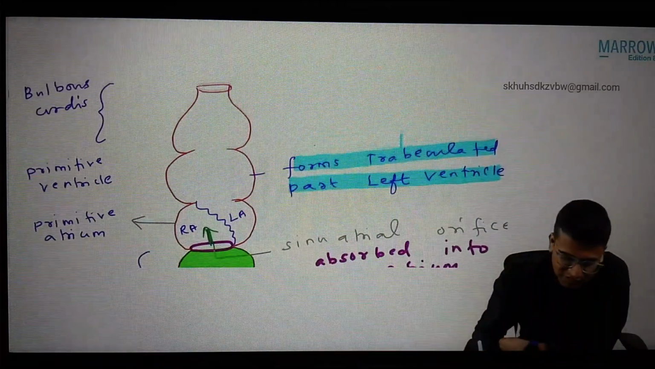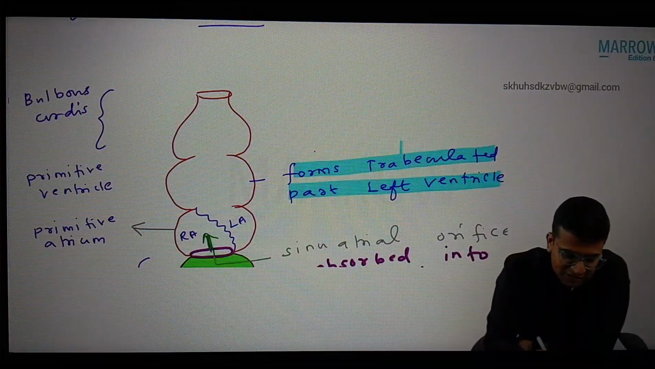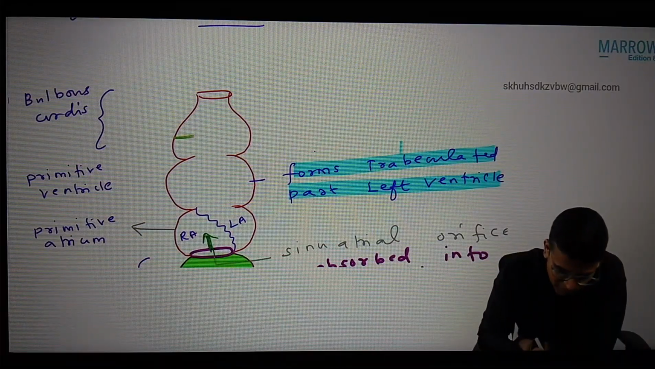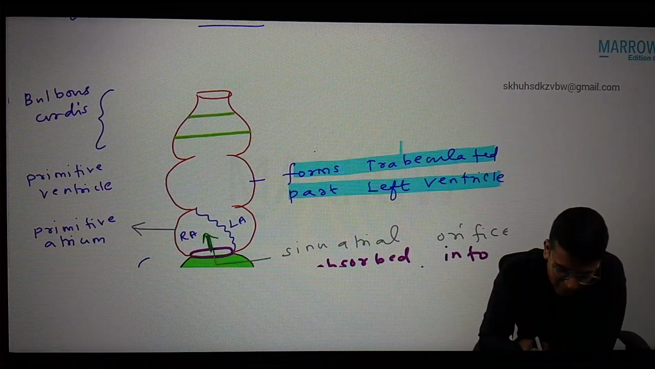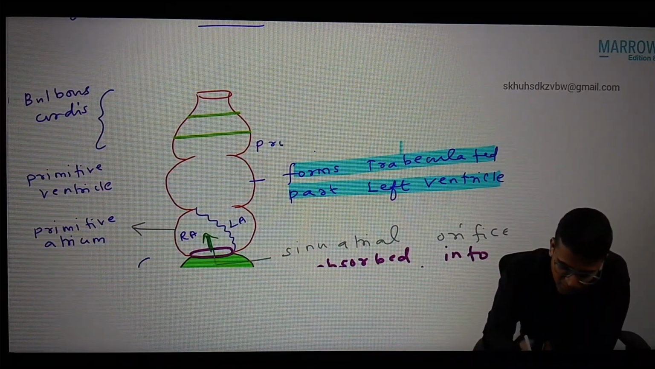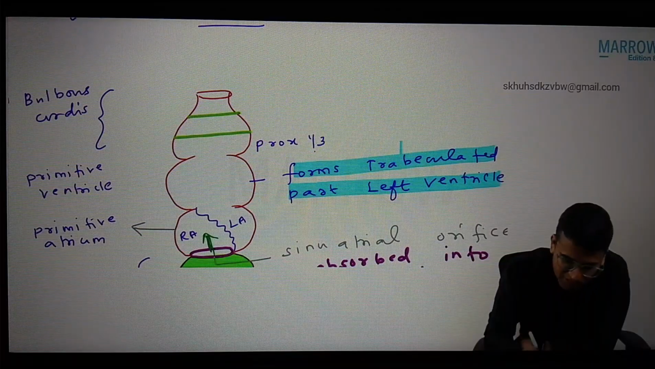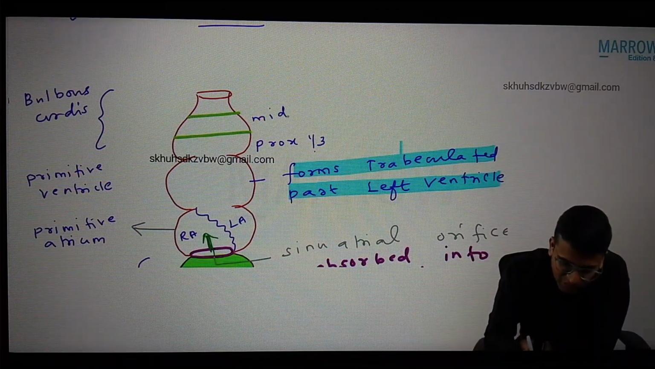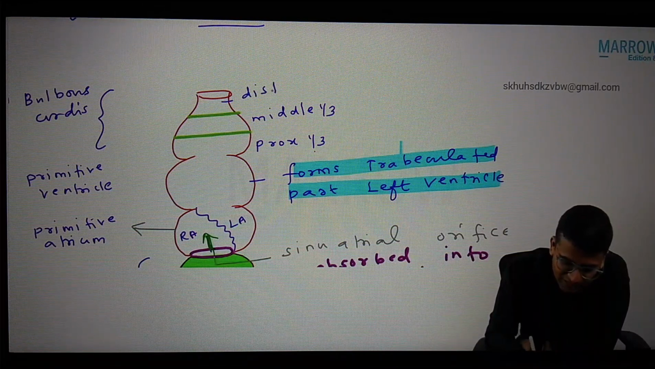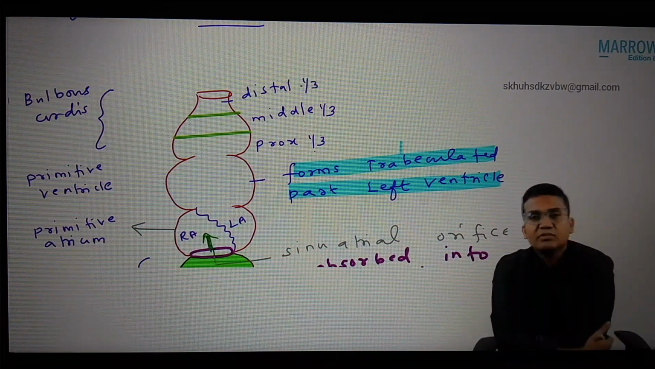Next, bulbus cordis. Now, we're going to divide the bulbus cordis into proximal 1/3, middle 1/3, and distal 1/3. Now, this is the proximal 1/3 of the bulbus cordis. This is the middle 1/3 of the bulbus cordis. And this is the distal 1/3 of the bulbus cordis.